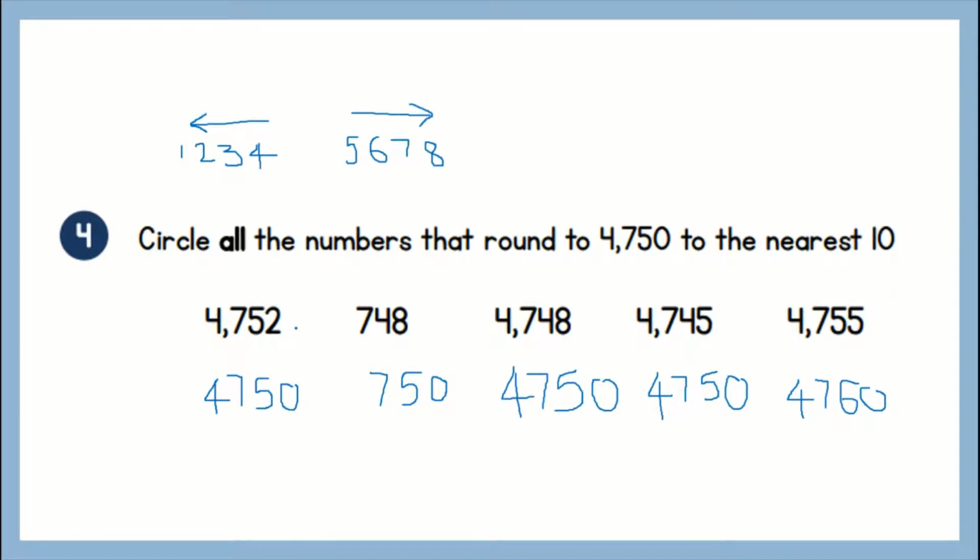Now it's asked us to circle all the numbers that round to 4,750. This one rounds, so we can circle this one. This one isn't, because we need a 4,000 here, so not that one. This one does, and also this one.